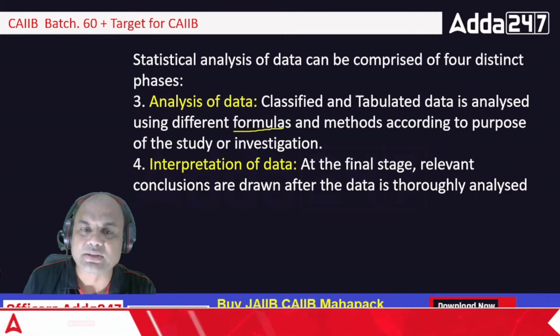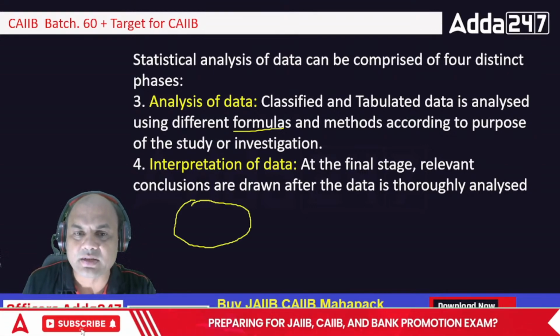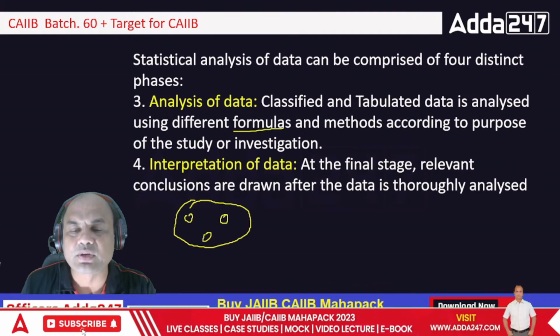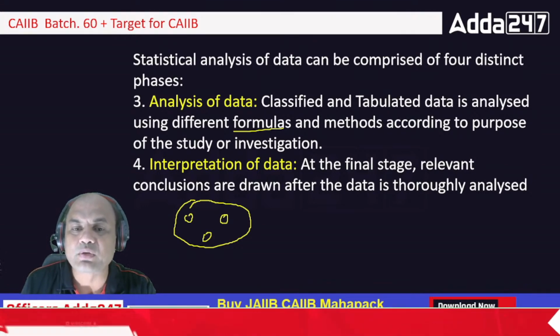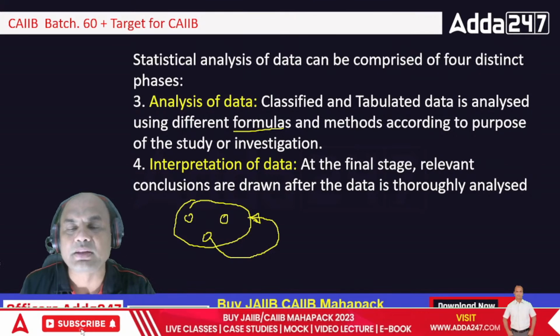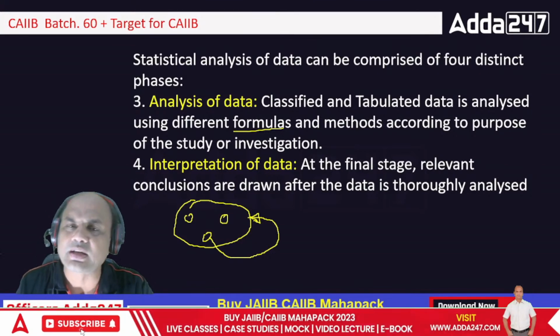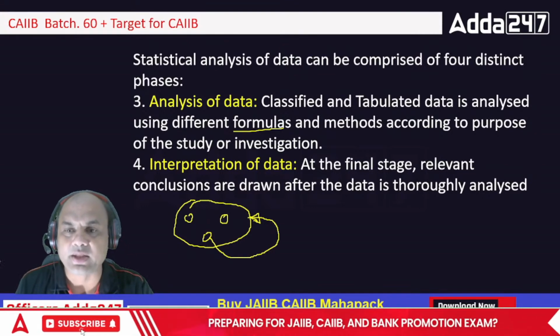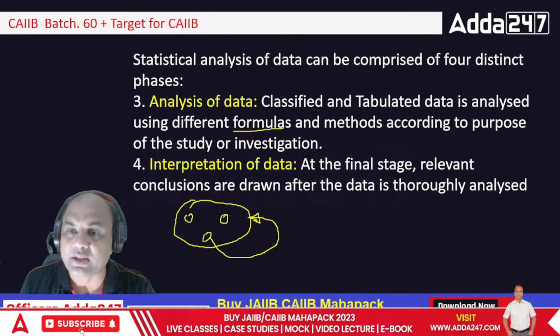Generally what happens is, this is a population and you are doing sample surveys over here. Whatever answers you get in these samples, you apply it to the population. These sample answers are applied to the population. This is the method generally followed in sampling distributions. Interpretation of data: at the final stage, the relevant conclusions are drawn after the data is thoroughly analyzed.